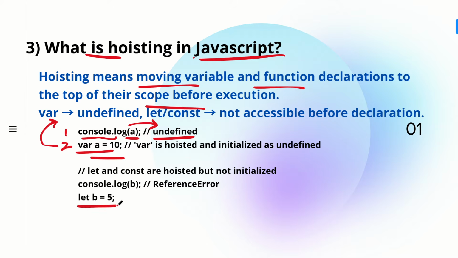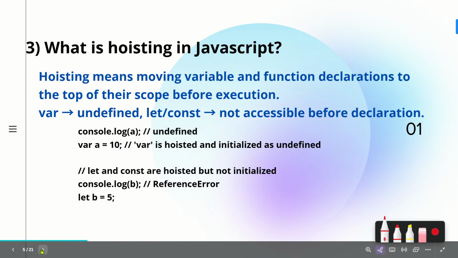Whereas coming to let and const keywords, they were introduced in ES6. Var was there previously also. So with let and const, they also get hoisted, but they are not initialized. In fact, they are in the temporal dead zone. So whenever you try to access any variable before its declaration, you might get a reference error, but you will still not get the error that they are not defined. They are defined, but with let and const, you will not get undefined. You might get a reference error. This is called hoisting.